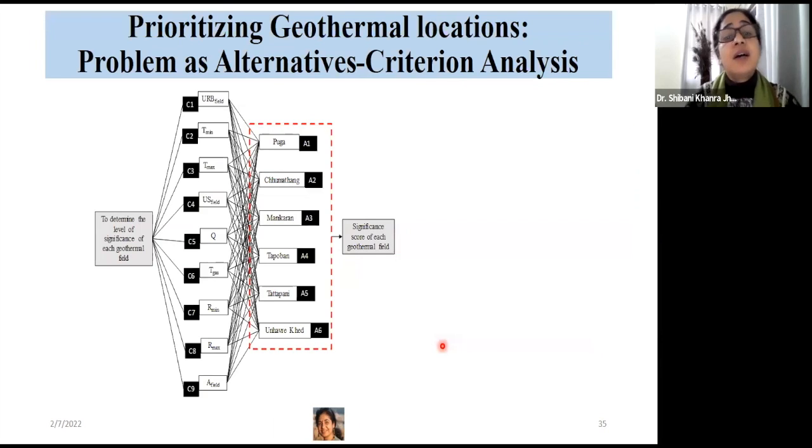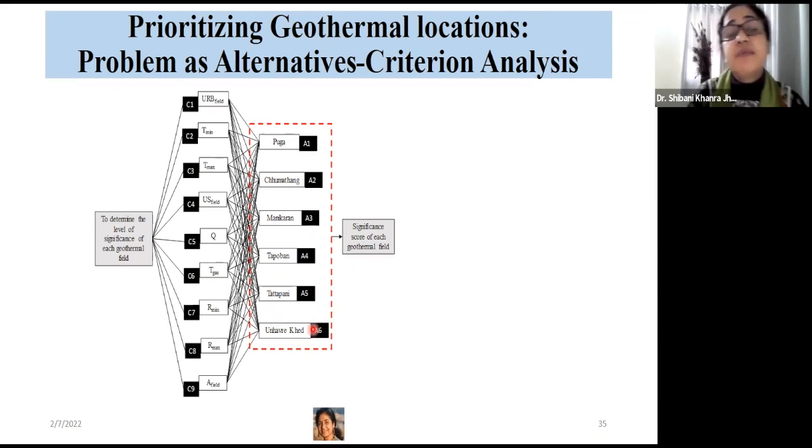And finally, we could frame this particular problem in terms of selecting these six geothermal locations as our study locations, which again can be considered as different alternatives, like Puga, Chumatang, Manikaran, Tapoban, Tatapani, spread over different parts of our country, which has been indicated by alternatives A1, A2 until A6, six alternatives.